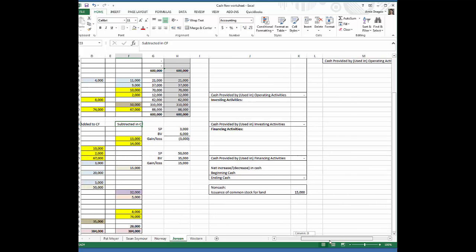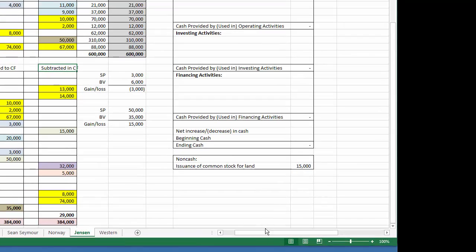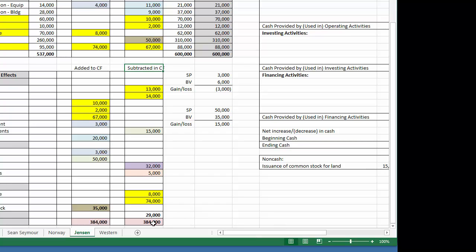You'd finally include the balance to show that you've accounted for your change in cash. And then don't forget to add the non-cash section where you would simply list any exchange that was included in your problem. So here we had an issuance of common stock for land for $15,000. That's an important part to add to your cash flow statement.